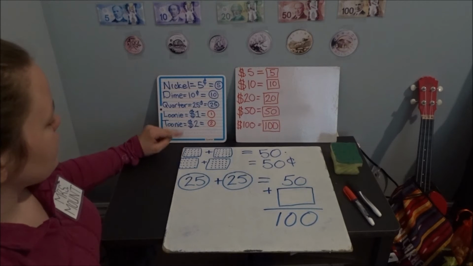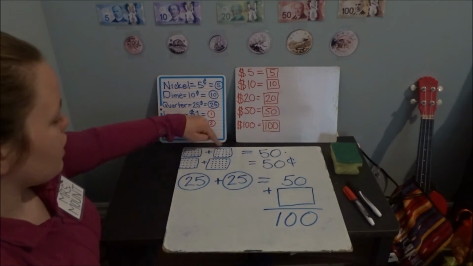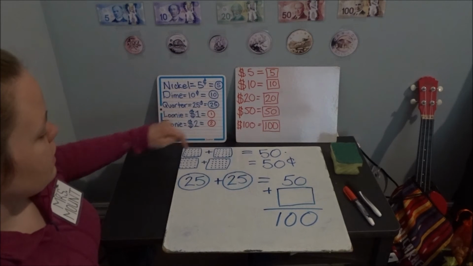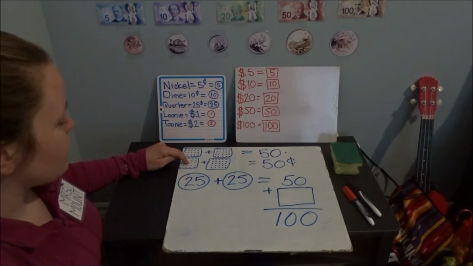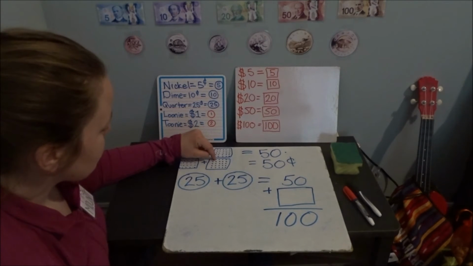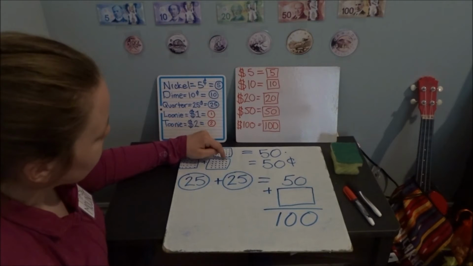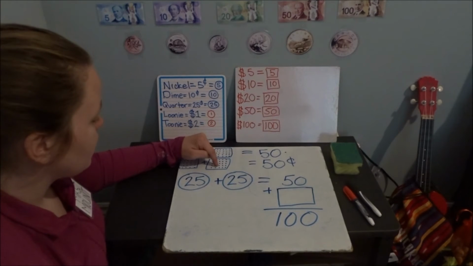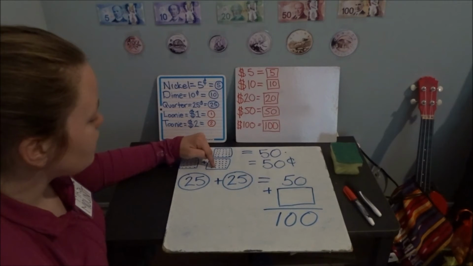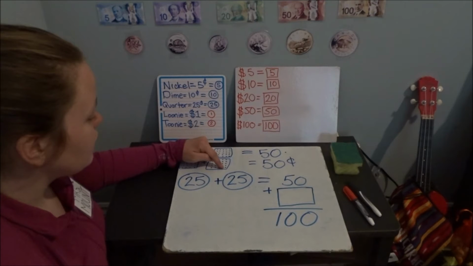Okay, so we know that 25 and 25 was equal to 50. And when we added this 25, it equaled 75. So let's add 25 more to 75. 76, 77, 78, up to 99, 100.